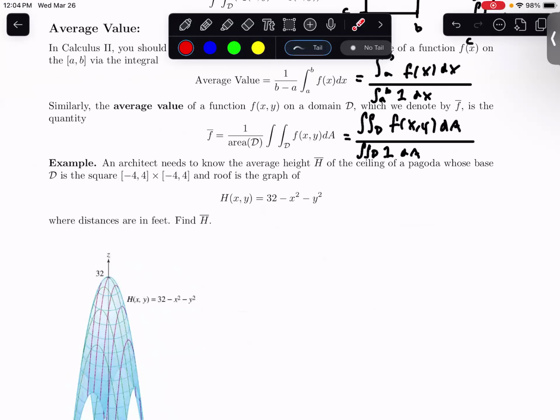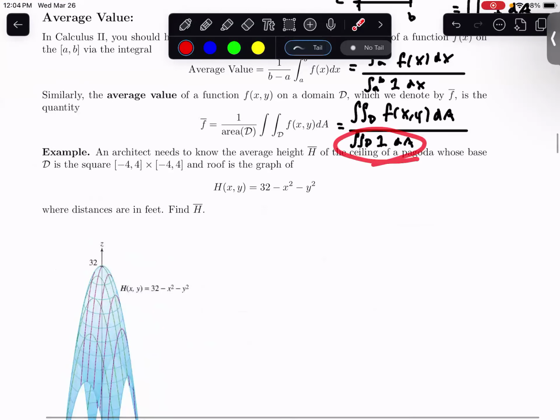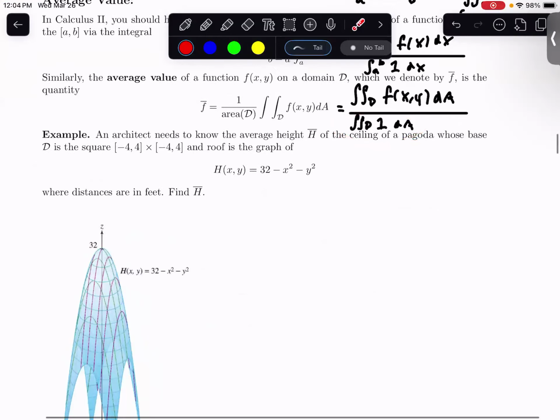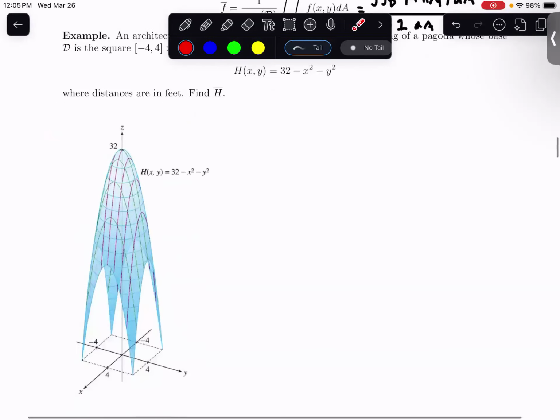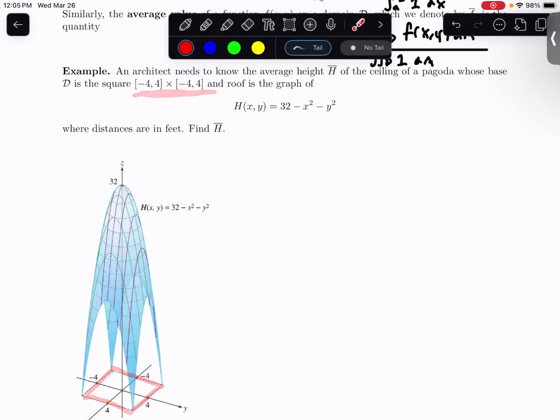Okay, and so going through an actual example where we don't actually have to use this interpretation, but we'll use it later on. So in this example, it tells you that an architect needs to know the average height given by h bar, like there's an overline over the h, of the ceiling of a pagoda whose base D is the square from -4 to 4 crossed with -4 to 4. That's this box right here. That's what it's describing by this product of intervals.